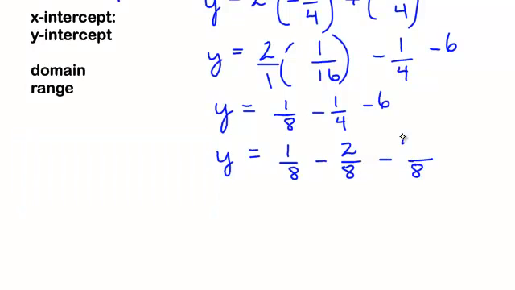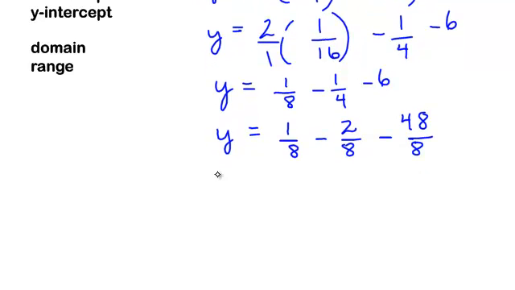So 48 divided by 8 is 6. So that's the same thing as 6. I have 1 minus 2, which is negative 1, minus 48. So that will be negative 49/8. Since I'm graphing this, it may be best to change this to a mixed number. So 8 goes into 49 six times with 1 left over. Negative 6 and 1/8 is my y of my vertex.